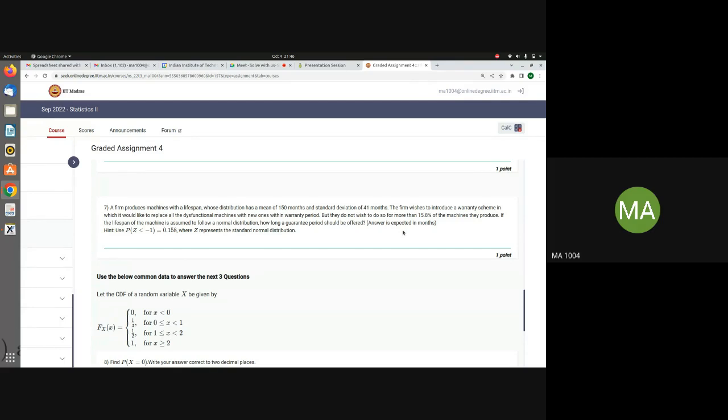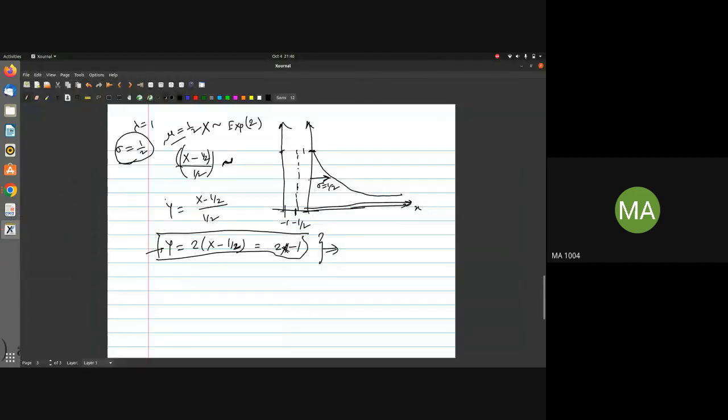It's a probability, right? So it should be like this. I need to find the value of x actually, and I have been given the probability value.